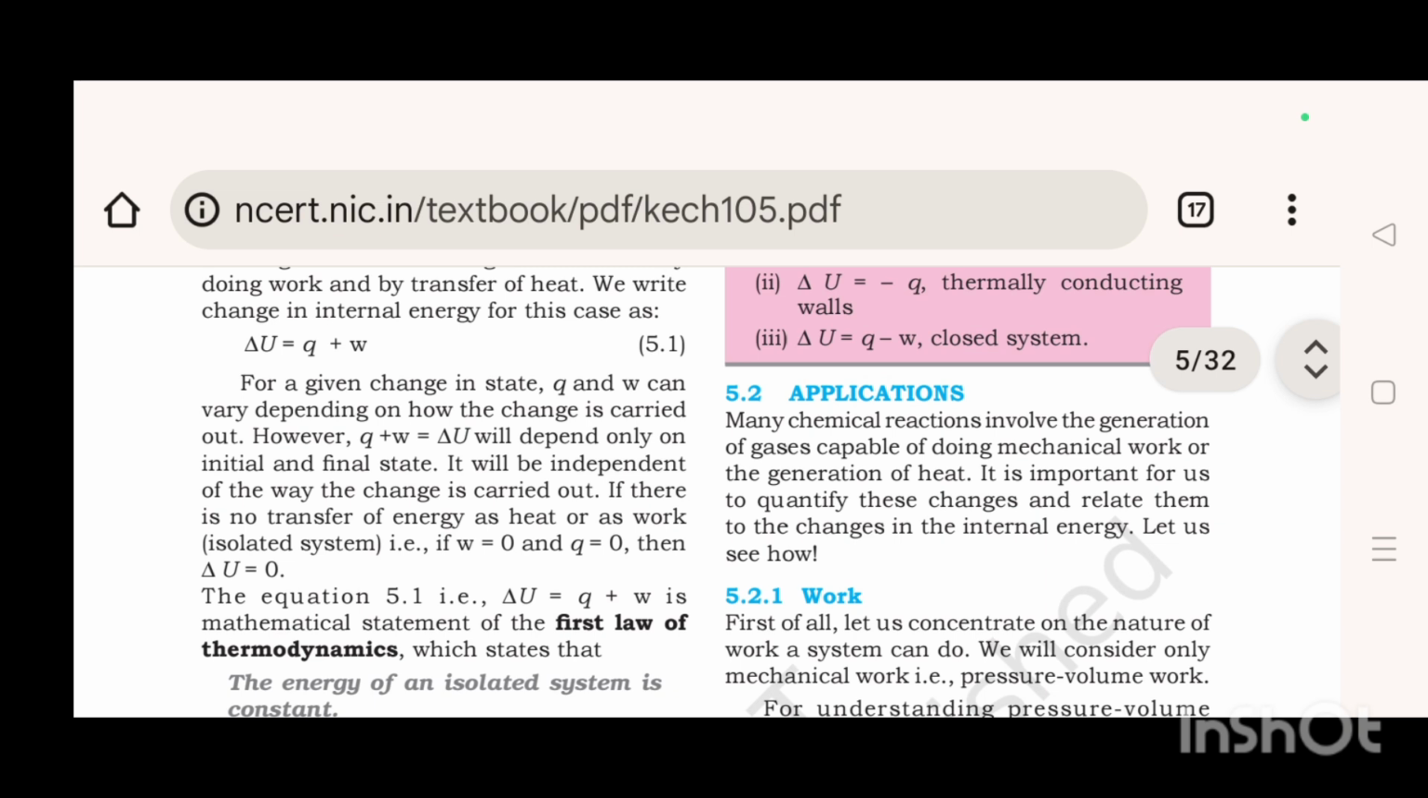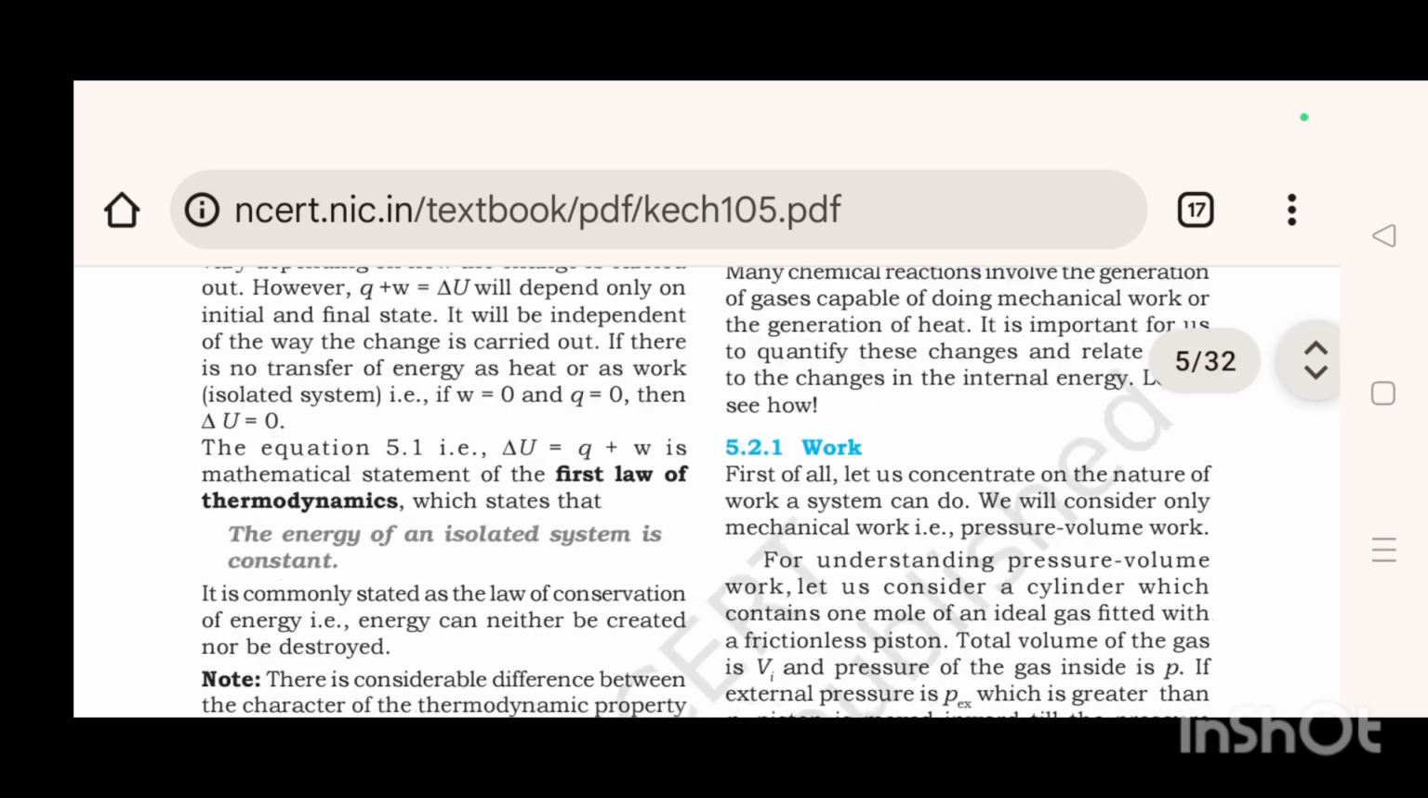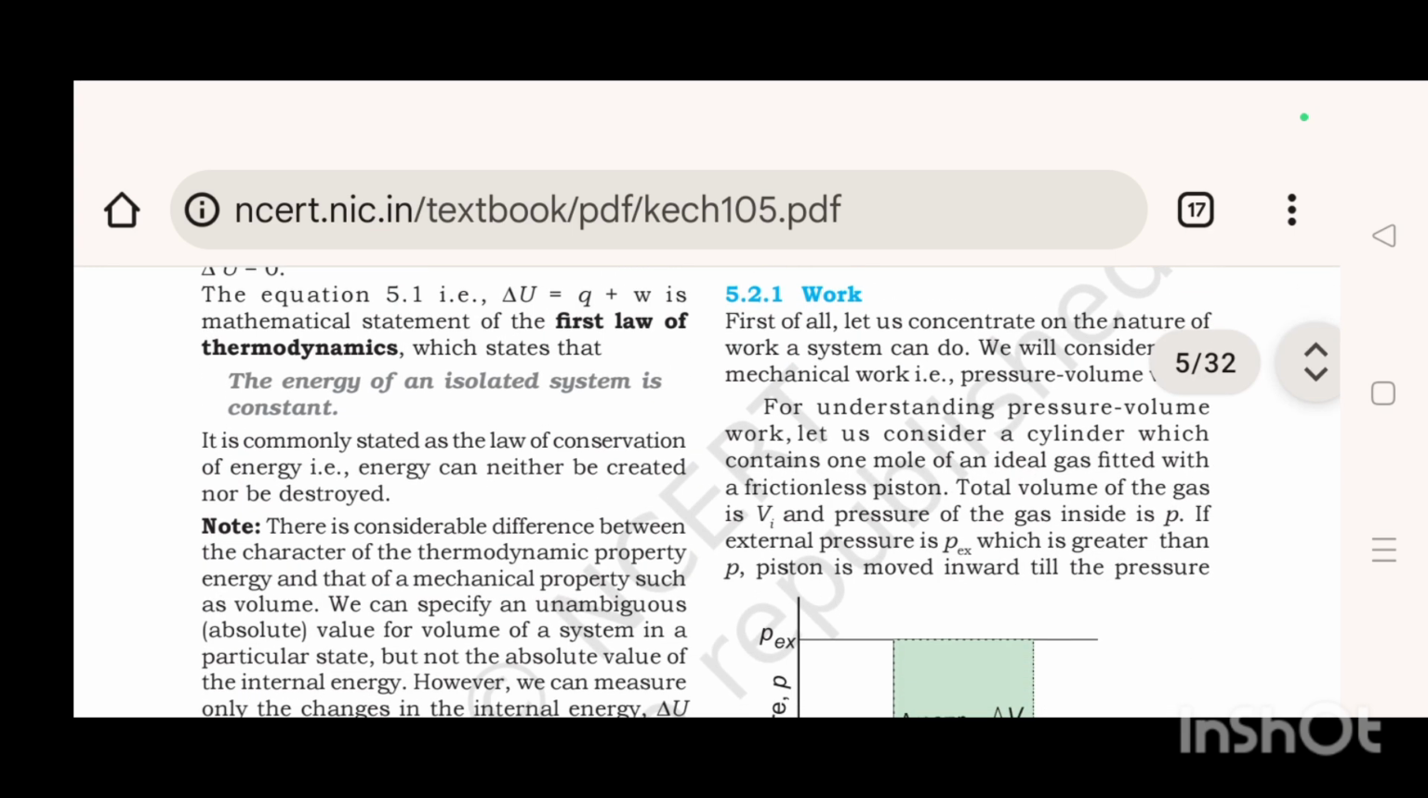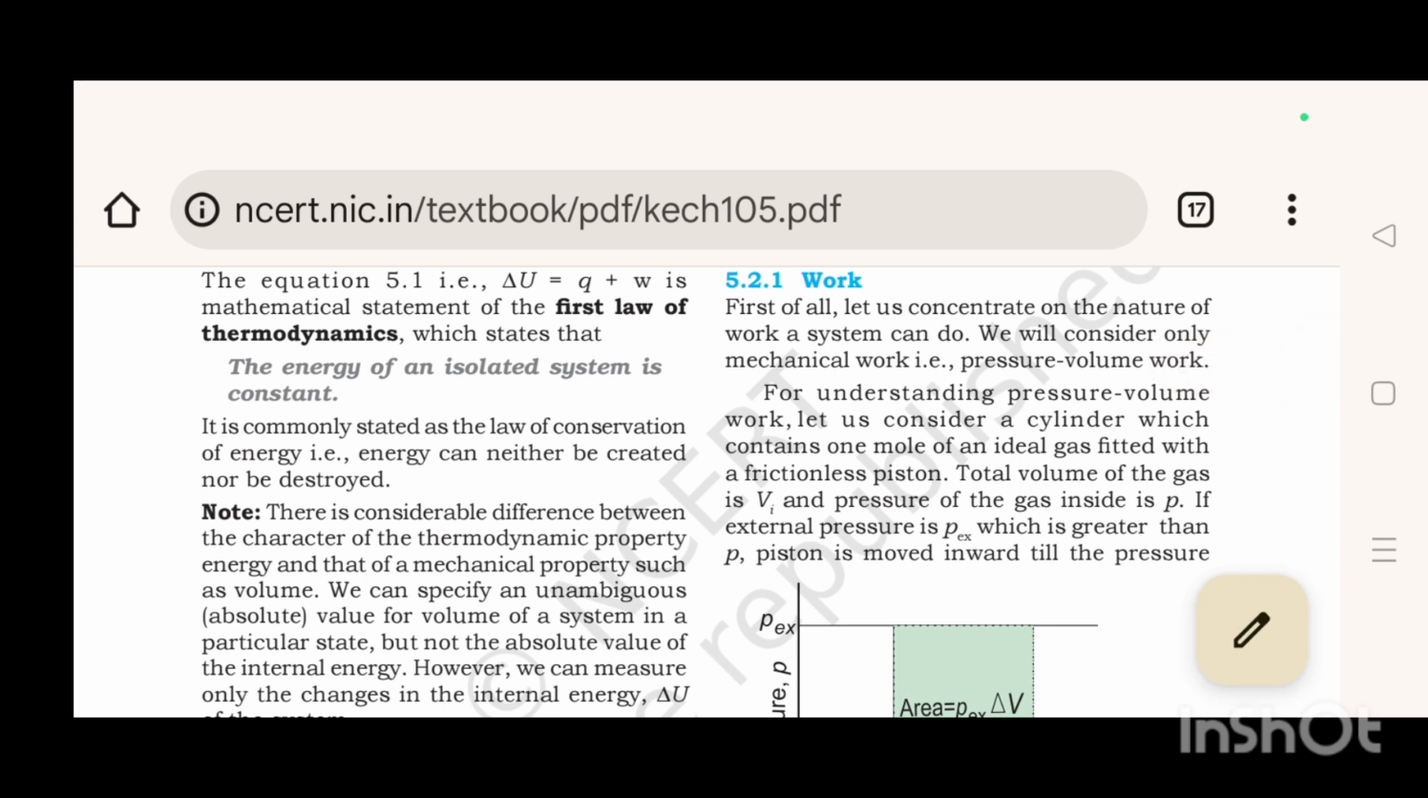Application. Many chemical reactions involve the generation of gases capable of doing mechanical work or the generation of heat. It is important for us to quantify these changes and relate them. Work. First of all, let us concentrate on the nature of work a system can do. We will consider only mechanical work, that is pressure volume work.